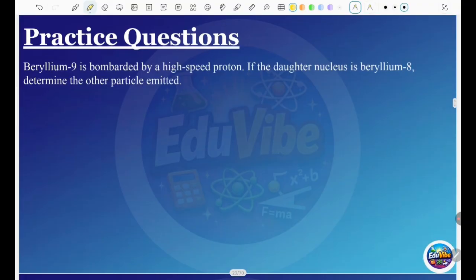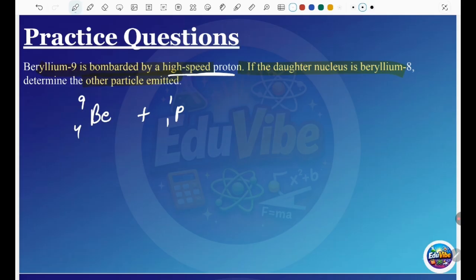So we have the next question. Beryllium-9 is bombarded by a high-speed proton. If the daughter nucleus is beryllium-8, determine the other particle emitted. So basically, we have a high-speed proton, and this will make something. So Be-9, which has the atomic number 4, is bombarded with the proton. So we have a proton on the reactant side, which is 1, and it will make Be-8, where the atomic number stays the same because this has some other isotopes. And another thing is also made as a product. We don't know that thing, so we take it as X with A and Z. We have to find A and Z.